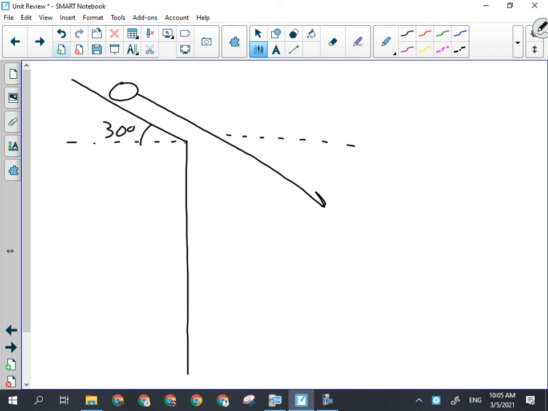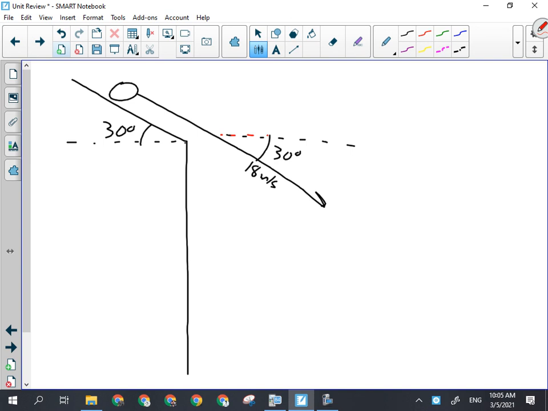So if this incline is 30, this angle here is also 30 degrees, right? Law of similar triangles. Okay, so if I've got that, let's say the ball rolls off here at, I don't know, 18 meters per second. Okay, so that means that at time 0, it's moving downwards and horizontally.